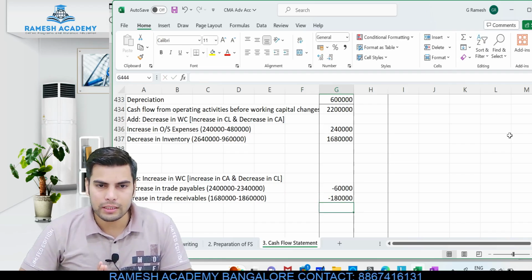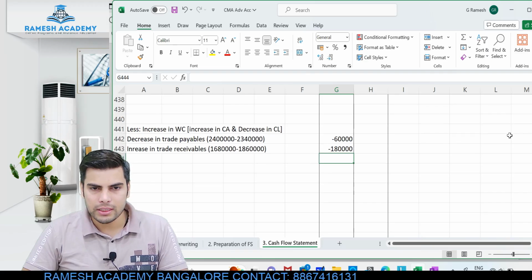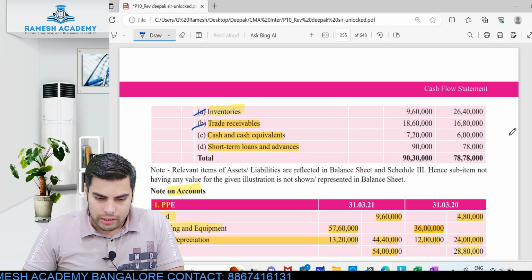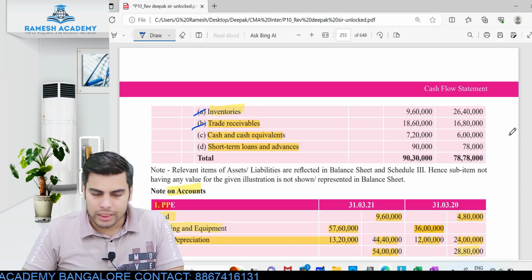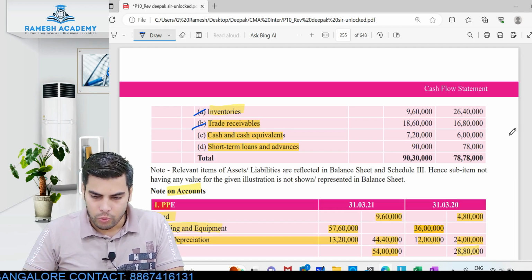I hope you guys are getting this particular concept. All these things we have already discussed, guys, the repetition of the same. So trade receivable done. Other than this, cash and cash equivalent will not be showing over here. At the end, we'll be adding. So do we have anything else?